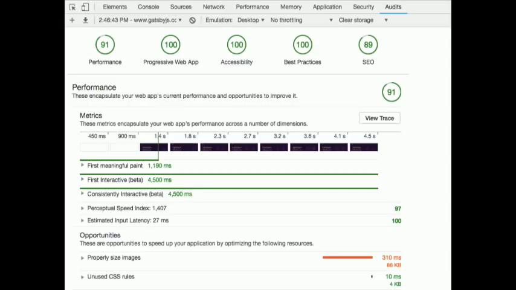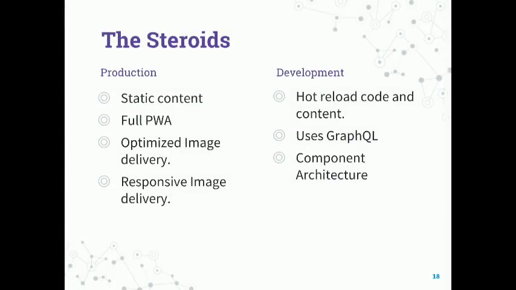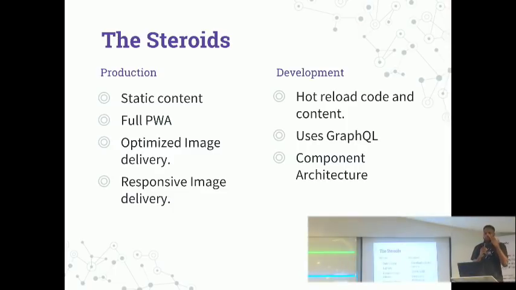So because of time, I'm going to be running through what I call the steroids, right? Basically, these are the things that make Gatsby tick, or that made those scores pop up the way they are, or make them really crazy, right? So like I said, in production, Gatsby gives you static content, which you could just deploy to a CDN. It ships as a full progressive web app. The images are optimized. The images are also responsive. So those are two different things, right?